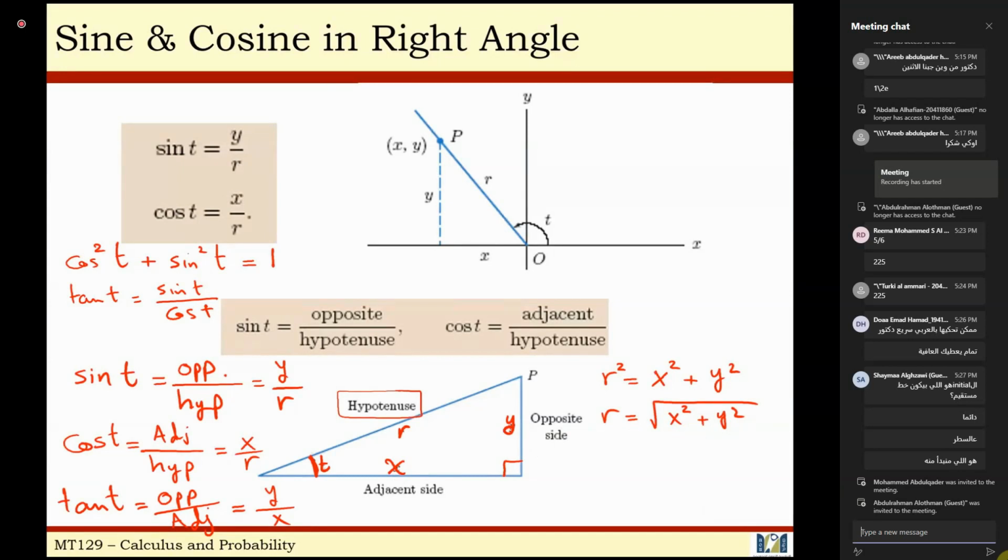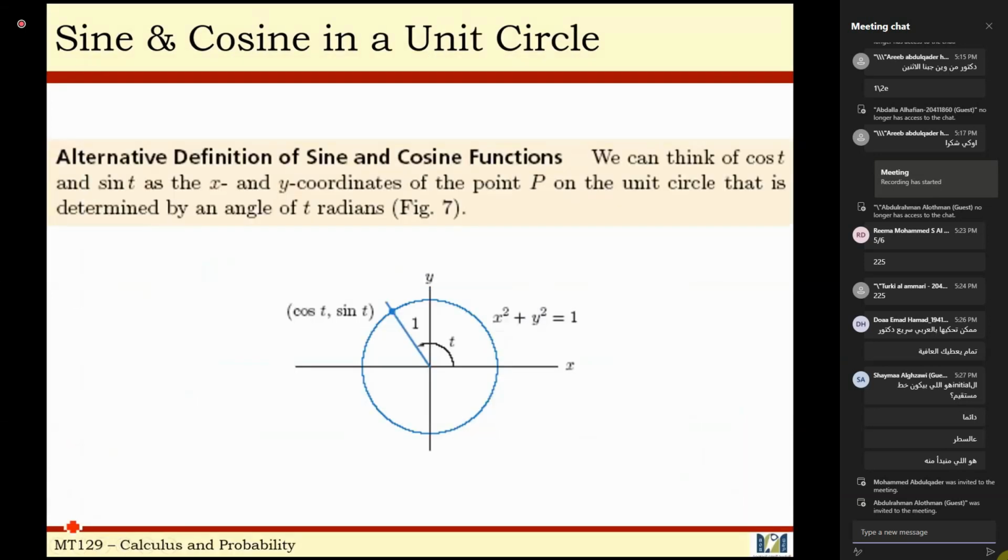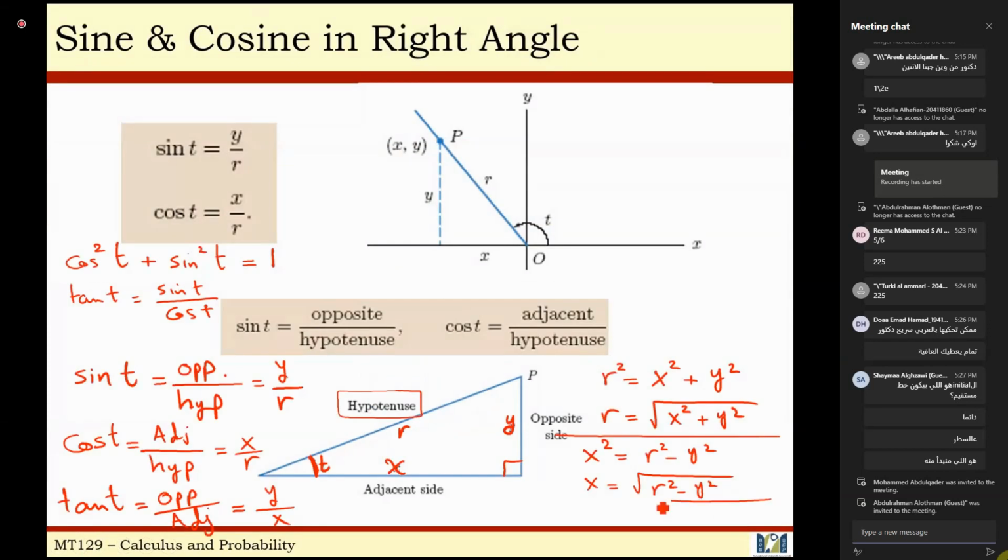If we need to find the x, for example, r is given, y is given, and we need to find the x. X square equals what? Equal r square minus y square. So x equals the radical of r square minus y square. If we need to find the y, y equals the radical of r square minus x square. Okay.